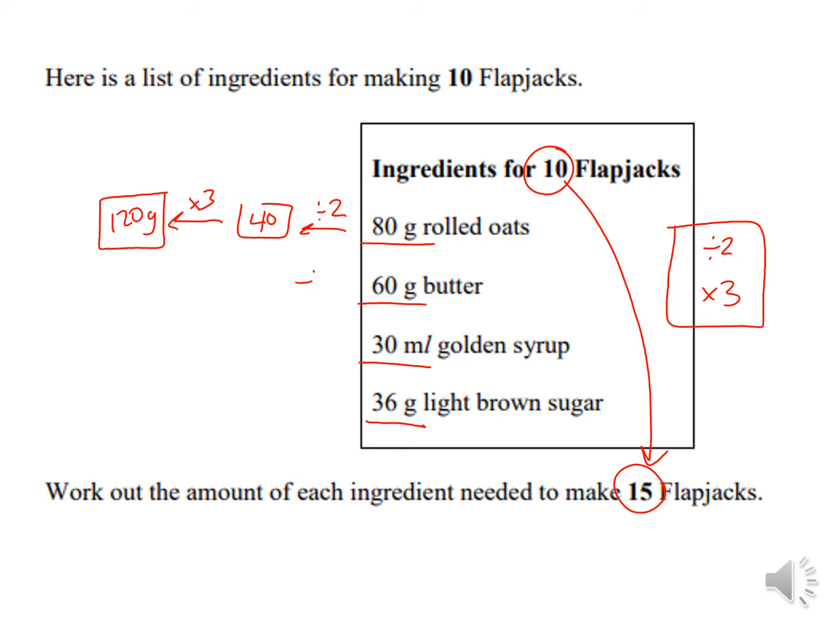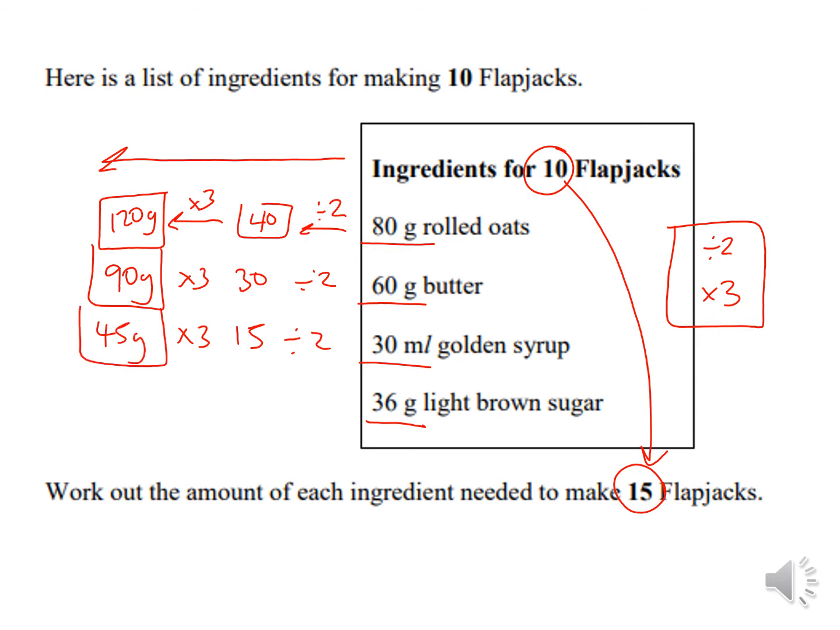60 divided by 2 is 30. And 30 times by 3 is 90 grams. 30 divided by 2 is 15. 15 times 3 is, and remember I'm going that way, okay, is 45 grams. 36 divided by 2 is 18. 18 times by 3 is 54 grams. And that is the amounts of all the ingredients that she'll need to make 15 flapjacks.